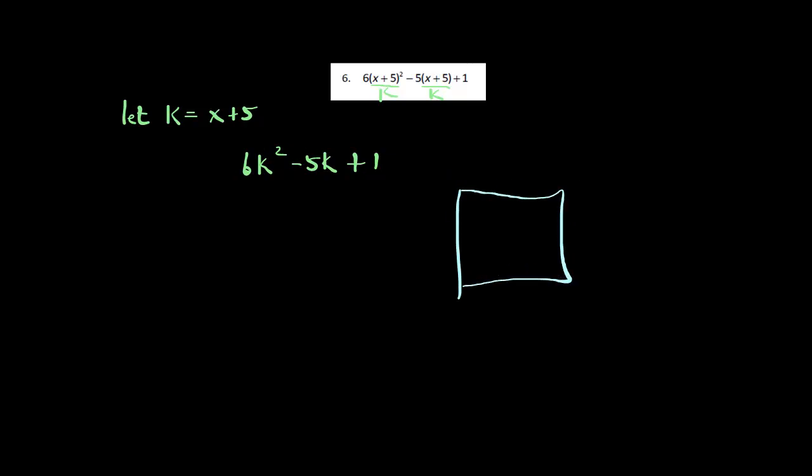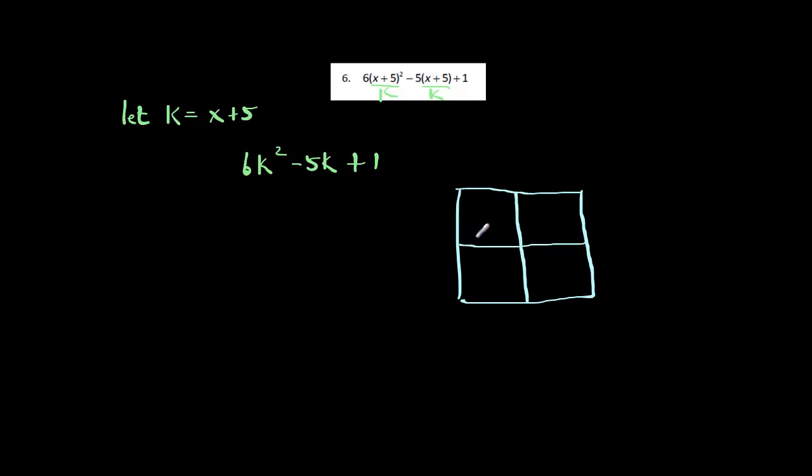Man, that is a horrible box. Good gravy. Alright. Still not that great, but we'll just make do with it. Alright, so 6k squared, the lead goes there. The constant goes there. AC is 6 times 1, which is 6. Let's write down our possibilities. 1 and 6, 2 and 3. They're made up of k's, so we'll put little k's here.